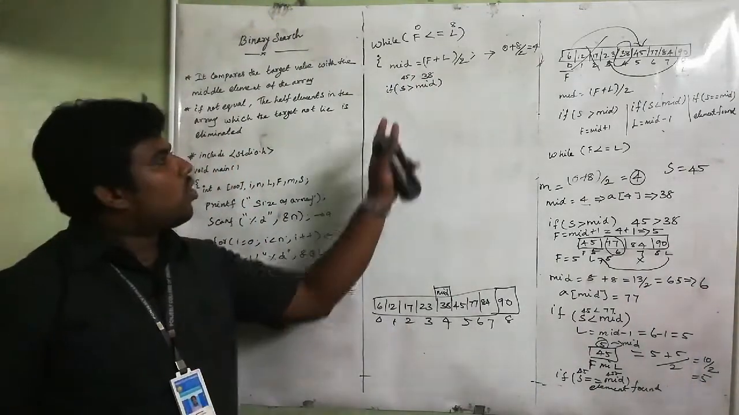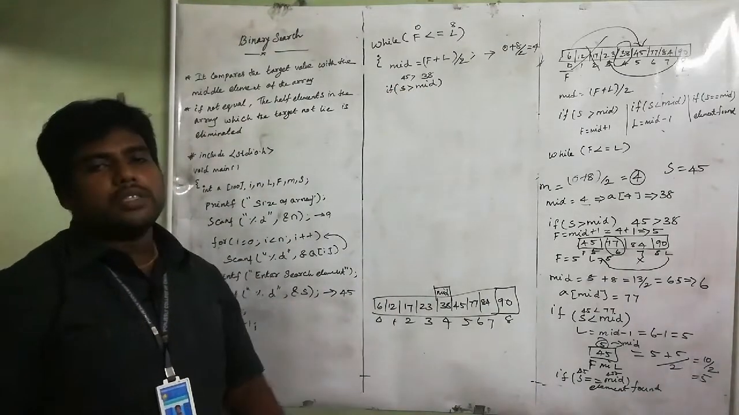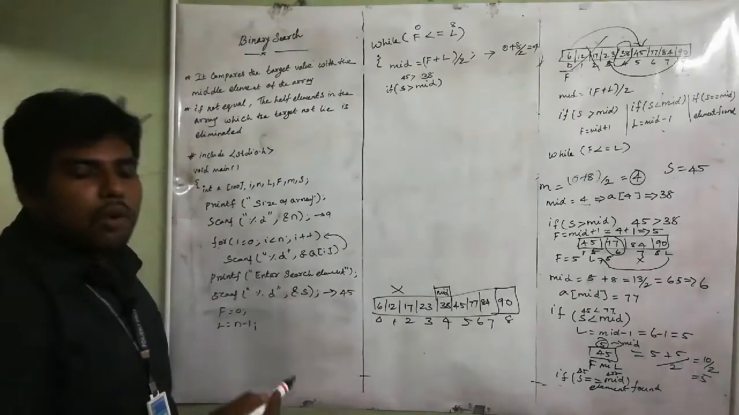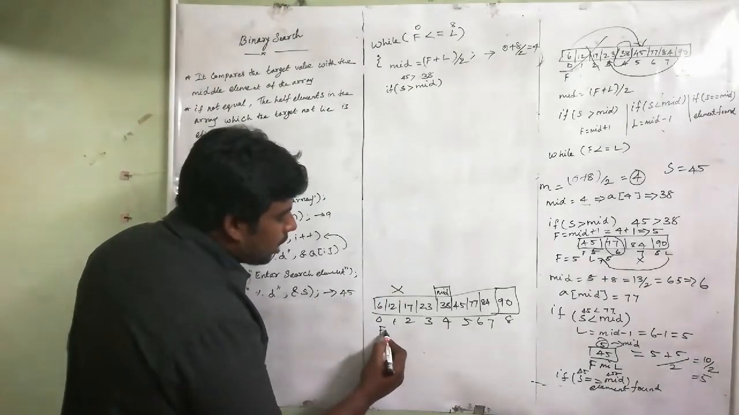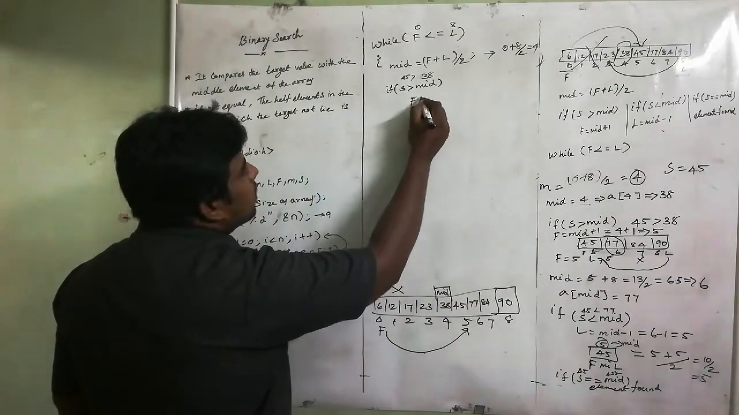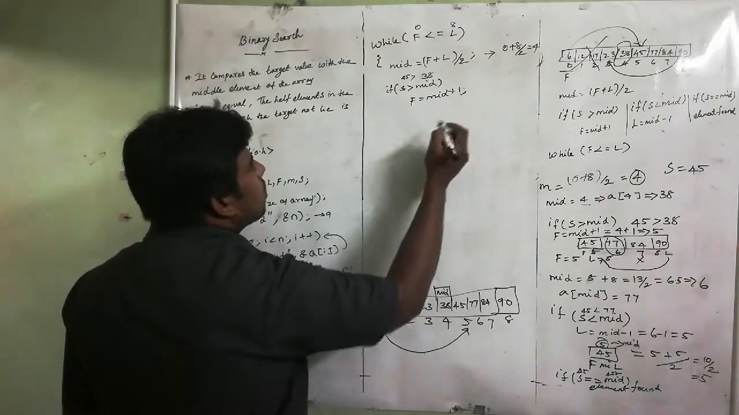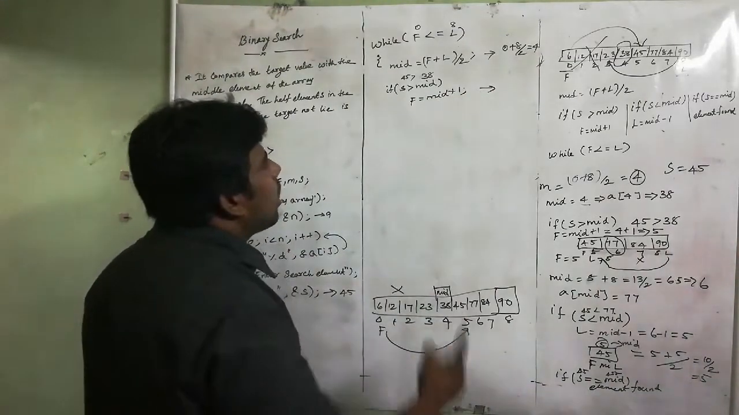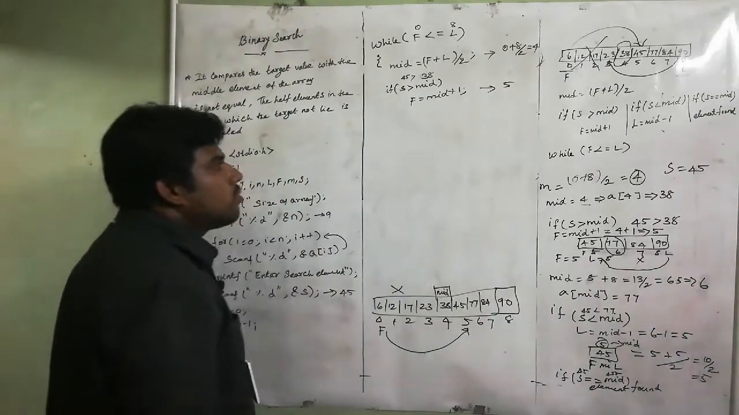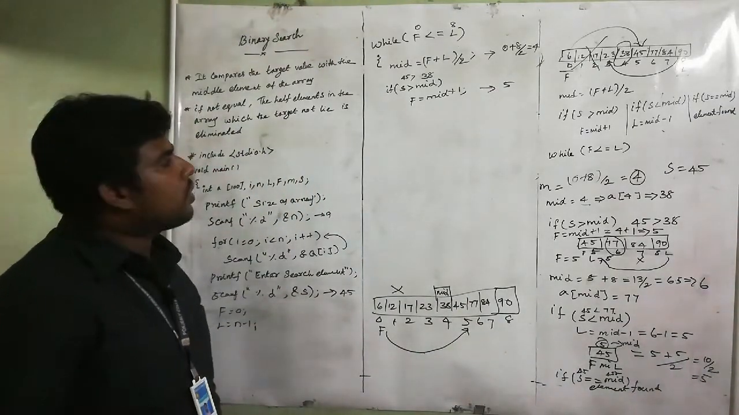Whether the condition is true or false. 45 is greater than mid element 38, so the condition is true. So what do we have to do? We have to skip this side. How do we skip? We have to bring the first element here. So first equals mid plus 1. Now what's the first element? Already mid is 4, so now first is 5.